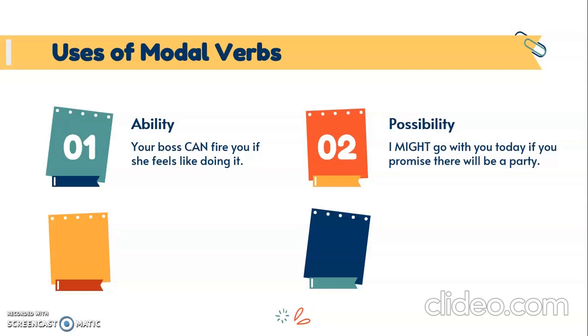This means things that we are not sure about. For example, I might go with you today if you promise there will be a party. I might go, but I am not sure about it.